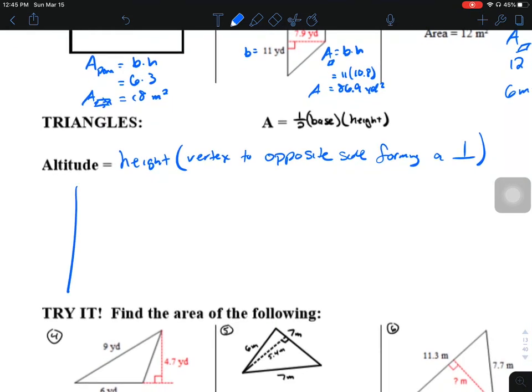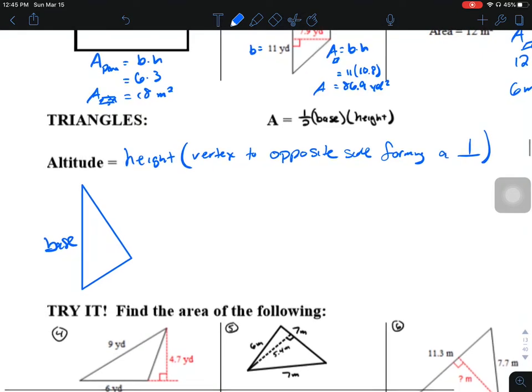Now, just to remind you about this with some pictures, because some weird things can happen. We haven't talked about this in a while. Let's say this is the base. The height, which is an altitude, is going to be perpendicular to that base and go through a vertex. This is the height.